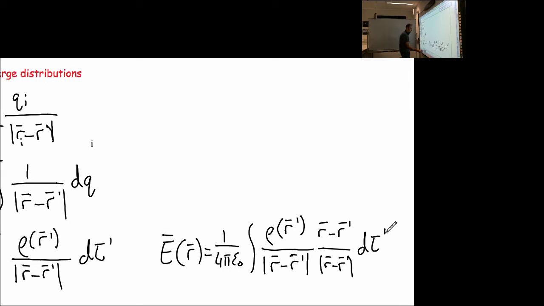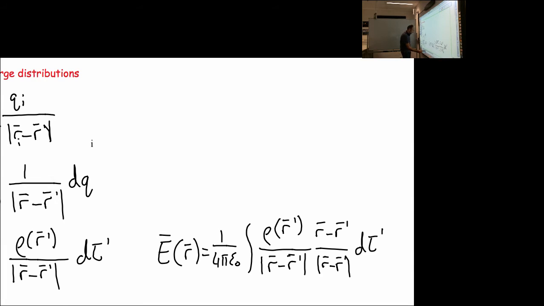So what we can see is that the main difference between our potential and our electric field is that for the potential we no longer have the unit vector that we have in the electric field situation. The other difference, which I forgot to write, is that the electric field is divided by the magnitude of r minus r prime squared. We also have this dependence on 1 over r squared, compared to the potential where it's 1 over r.